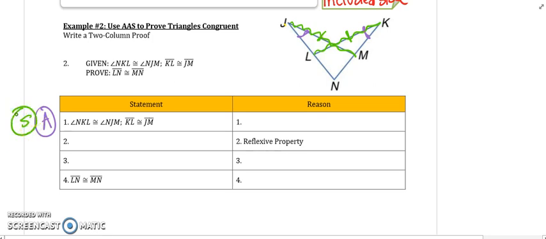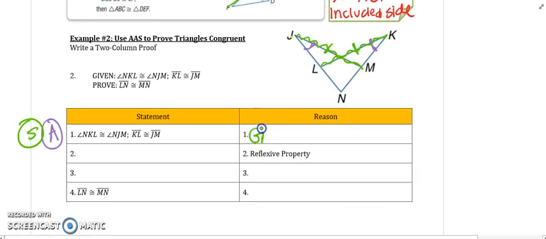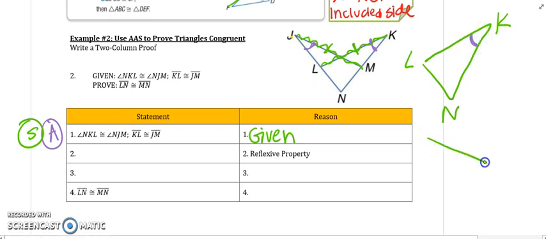And if it helps, which often it does, to separate the figures, that's a good idea. So I'm going to draw my right one, L and K, and we had marked that congruent with the one facing left, L and M, and that J was congruent to K, and then that JM was congruent to KL. So we have an A and an S.